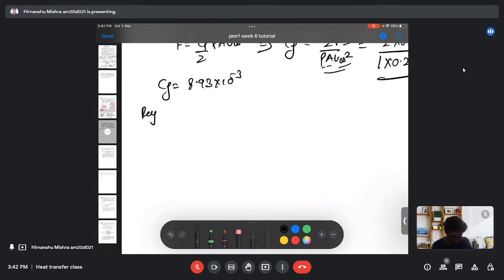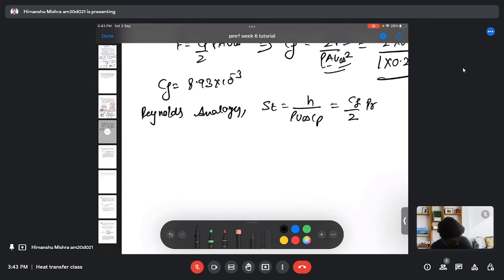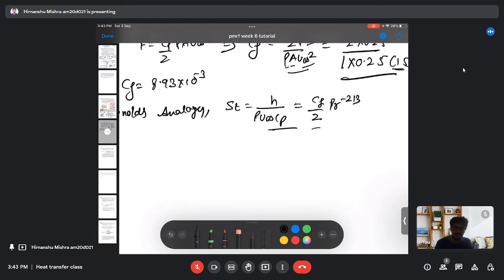Now we will be using the Reynolds analogy here. So here I am relating the drag force coefficient with the heat transfer coefficient. Cp is the heat capacity, and we already know the density is rho, and u is the velocity of air, and Pr is the Prandtl number.